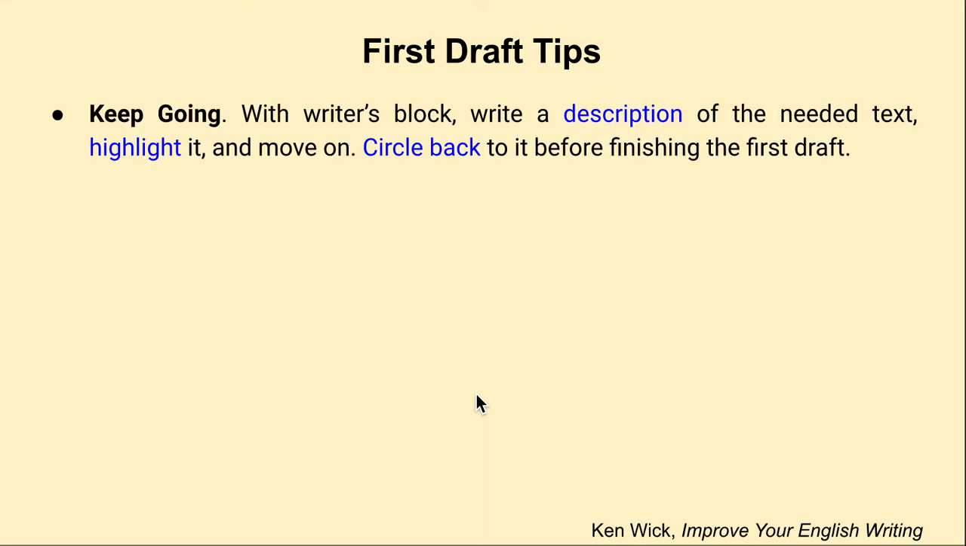And some more tips. Keep going. If you get writer's block or get stuck, just write a description of what's needed in the text, highlight it and move on. You can always circle back to it and finish it. I say circle back to it before finishing the first draft. You can circle back at any point and write the missing stuff, but you aren't really done with the first draft until you've circled back and written it.